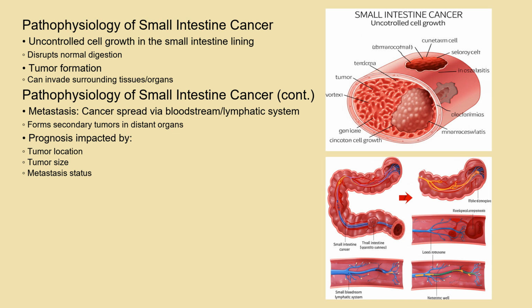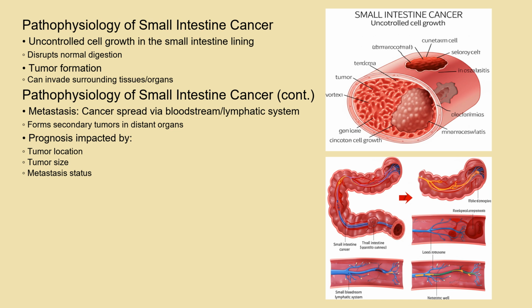The pathophysiology of small intestine cancer involves uncontrolled growth and division of cells within the lining of the small intestine. These abnormal cells can form tumors that disrupt normal digestive processes. As the tumor grows, it can invade surrounding tissues and organs, such as the pancreas, liver, and large intestine.